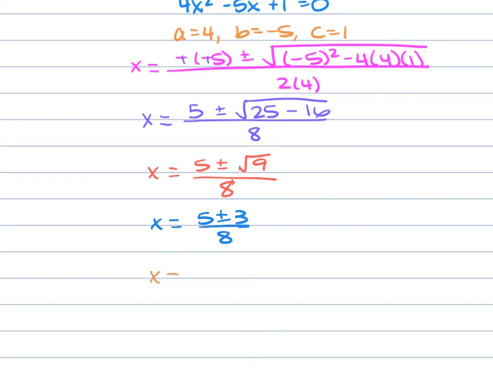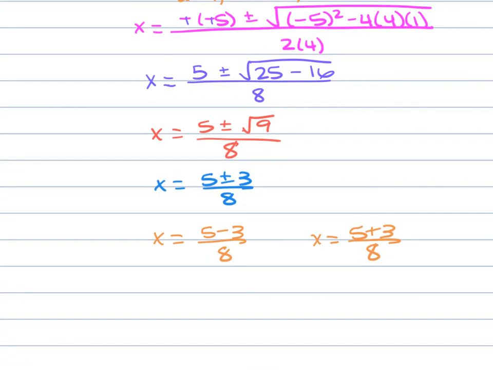So this is giving us x is equal to 5 minus 3 over 8, as well as x is equal to 5 plus 3 over 8. For the 5 minus 3 over 8, we're going to have x is equal to 2 over 8, and the 5 plus 3 over 8, we're going to have 8 over 8. So our x is equal to 1/4 as well as 1.